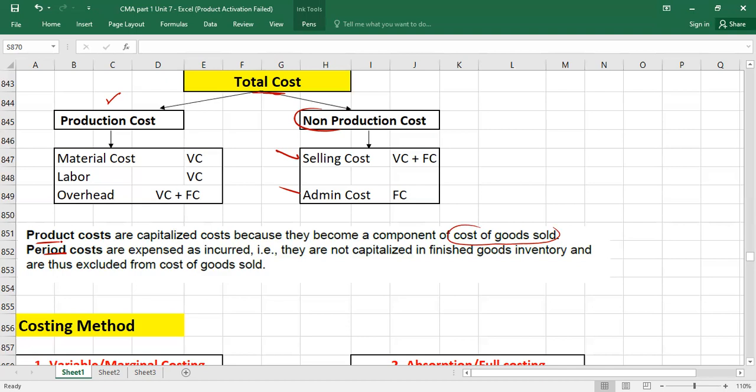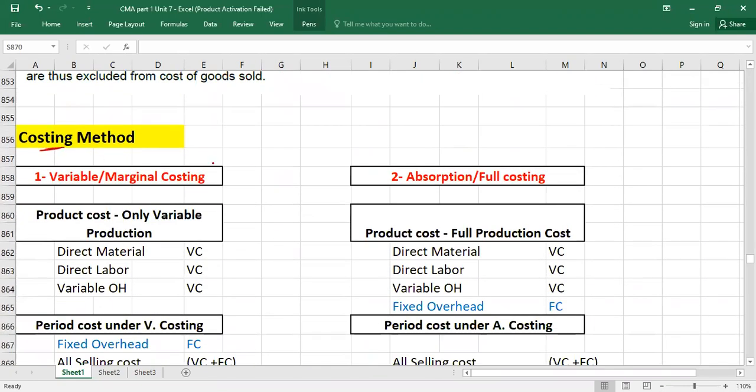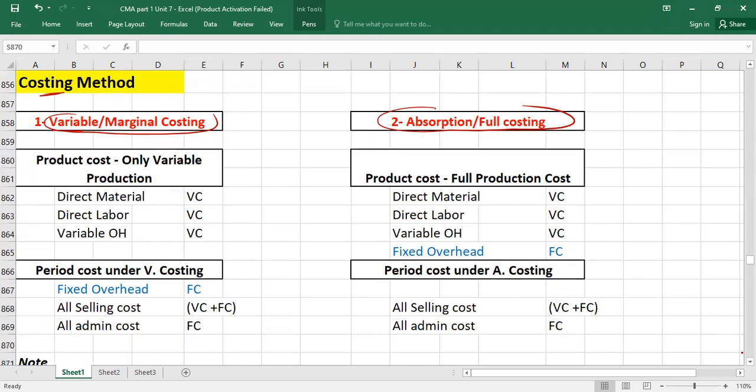So from today onward, we will discuss, as per each costing method, which costs will be part of product cost and which will be part of period cost. Actually, it depends on the costing method. As I told you, we have two costing methods. One is variable costing, which is also called marginal costing. The second is absorption costing, which is also called full costing. Just remember the words. First I will tell you a little bit of difference between these two costing methods, and then we will go through variable costing, which is our major topic today.